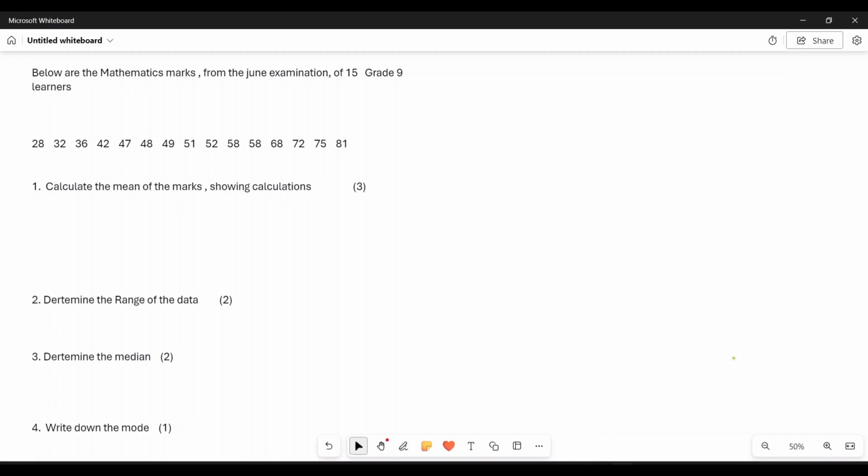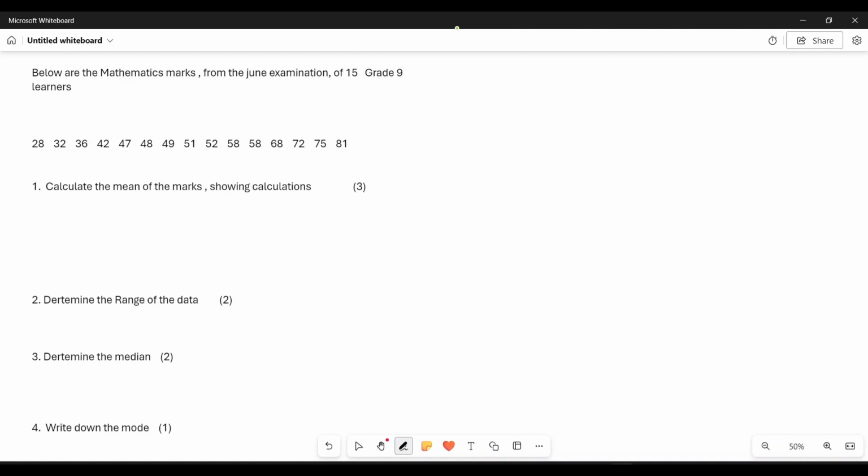Now, the preceding question is based on statistics. They say below are the mathematics marks from the June examination of 15 grade 9 learners. Remember, these marks must be in ascending order. Luckily, they already put them in ascending order from your smallest value to your highest value. Now, they want you to calculate the mean of the marks, and you need to show your calculations.